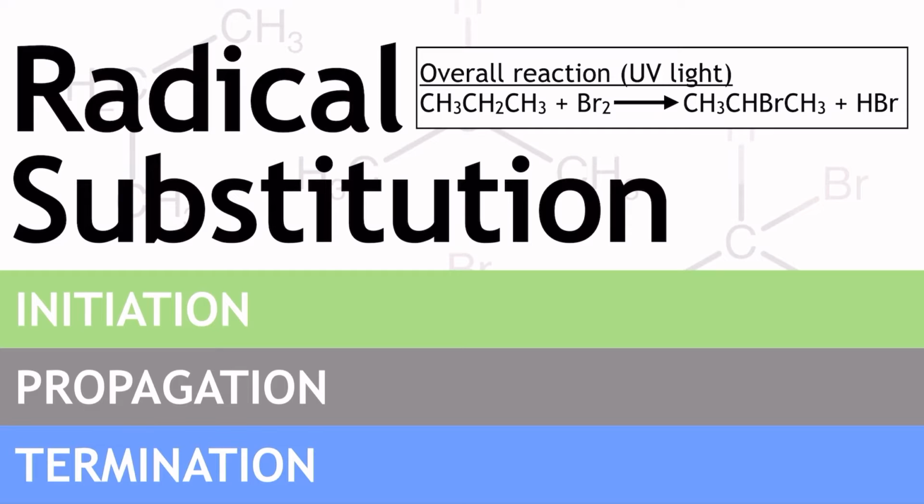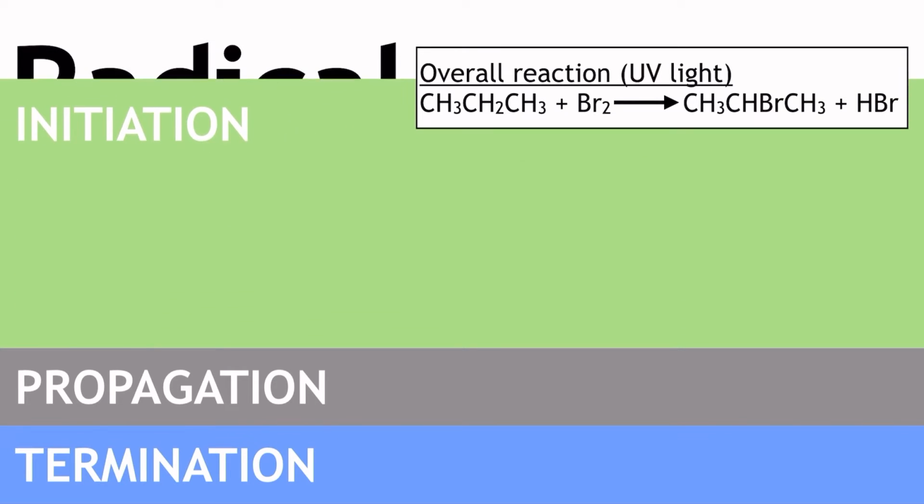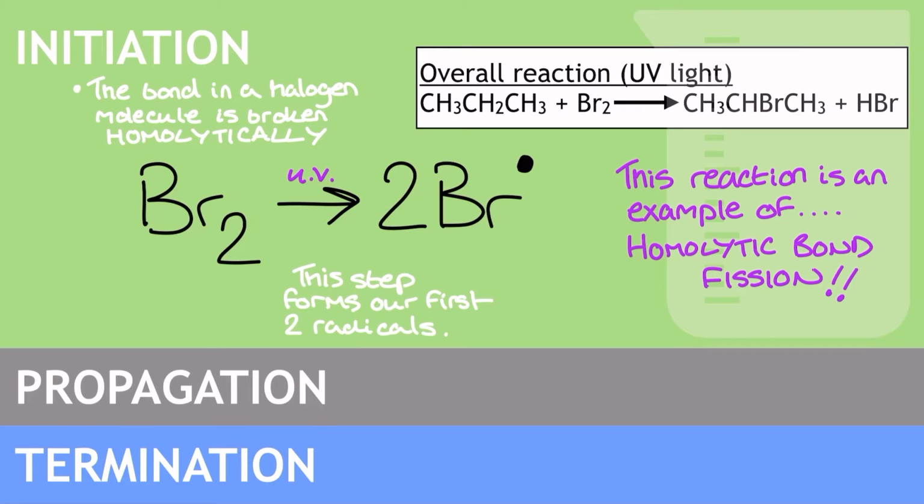Our 3 stages for this radical substitution mechanism are, as they always will be, initiation, propagation, and termination, with initiation being our step 1. At first glance, it seems very short, very sweet, but it does carry a lot of weight with some exam questions. In this stage, we see a molecule of our halogen undergoing homolytic fission using UV light. This means that the covalent bond between the 2 halogen atoms is breaking, and the 2 electrons from the bond are being shared equally between the 2 halogen atoms, the 2 bromines here in this example. This creates 2 halogen radicals.